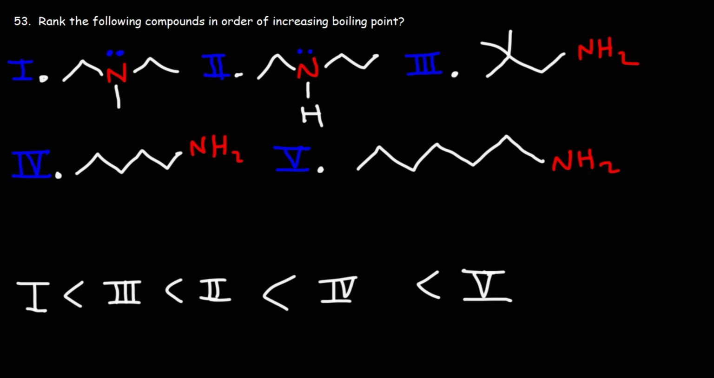So now here are the actual numbers. The boiling point for diethyl-methylamine is 65 degrees Celsius. So that's the lowest one.